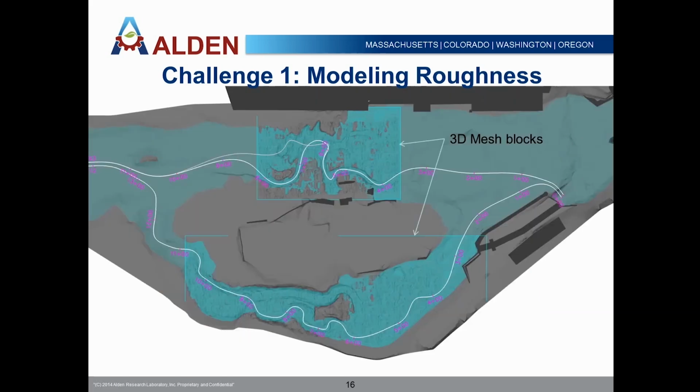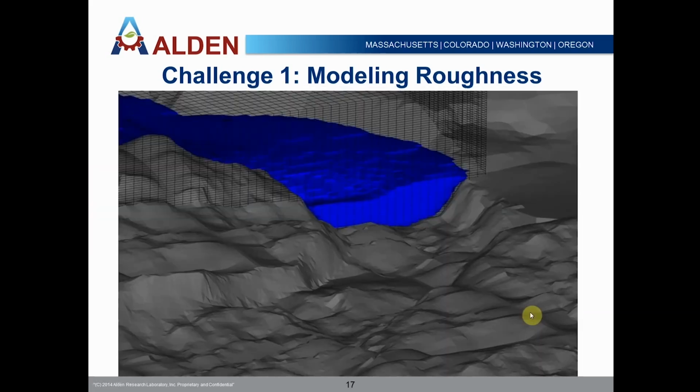Here's another view of the domain. We can see the increased resolution within the 3D mesh blocks in both the eastern and the western channel. Here's another shot zoomed in of a 3D mesh block to give you an idea of vertical resolution here, about 1/4 foot in the vertical.